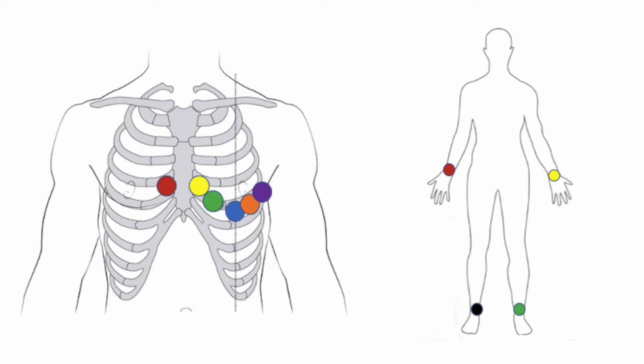V6 goes in the 5th intercostal space on the left side of the mid-axillary line, and V5 between V4 and V6. The green limb lead goes on the left ankle, the orange limb lead on the left wrist, the red limb lead on the right wrist, and the black limb lead on the right ankle.